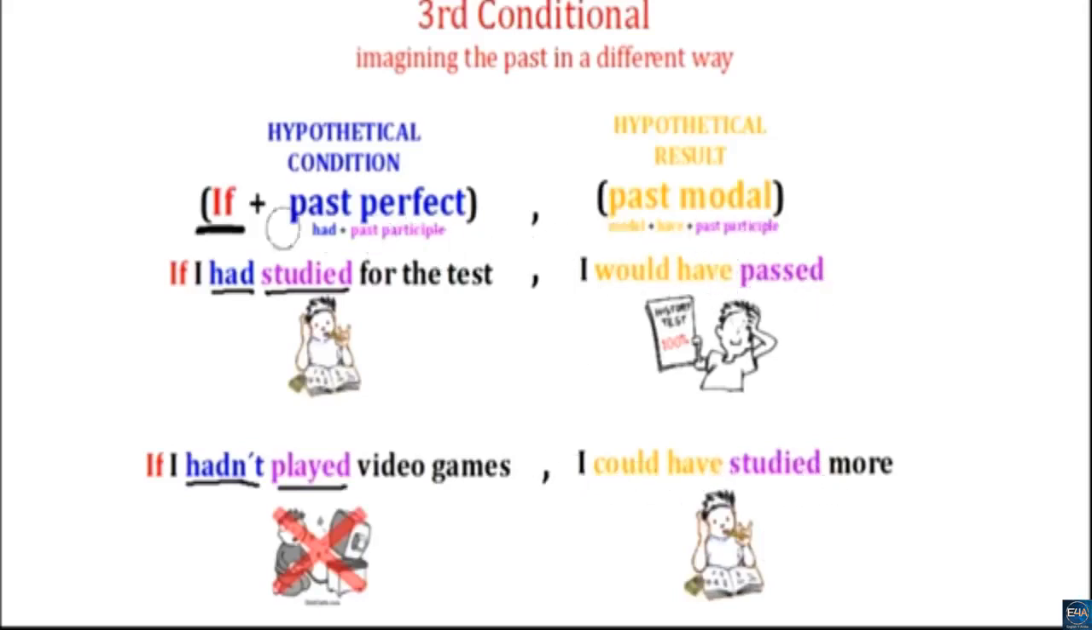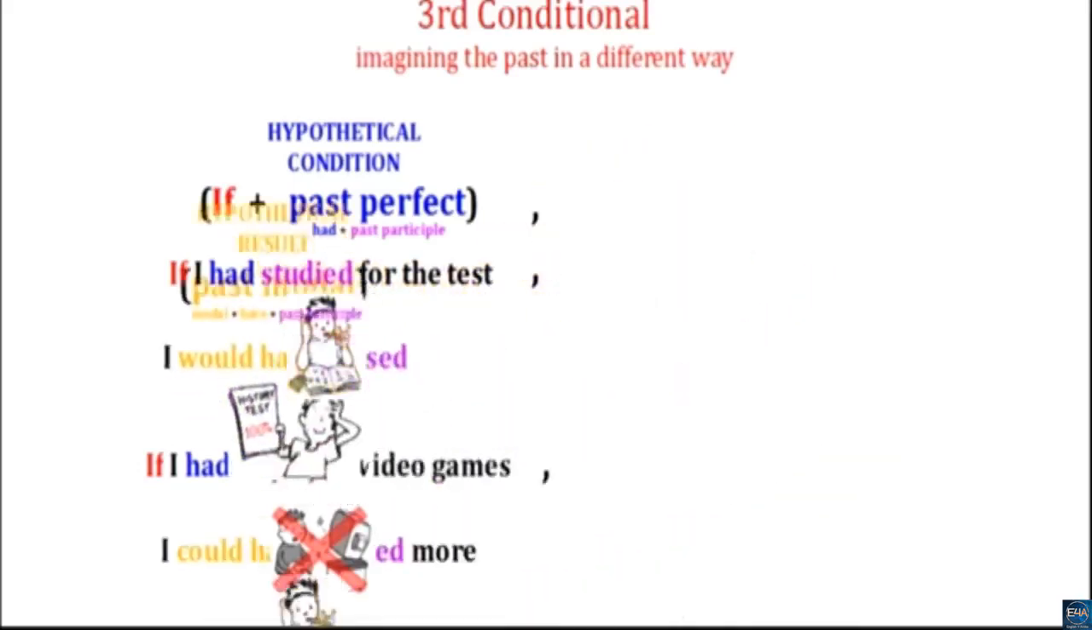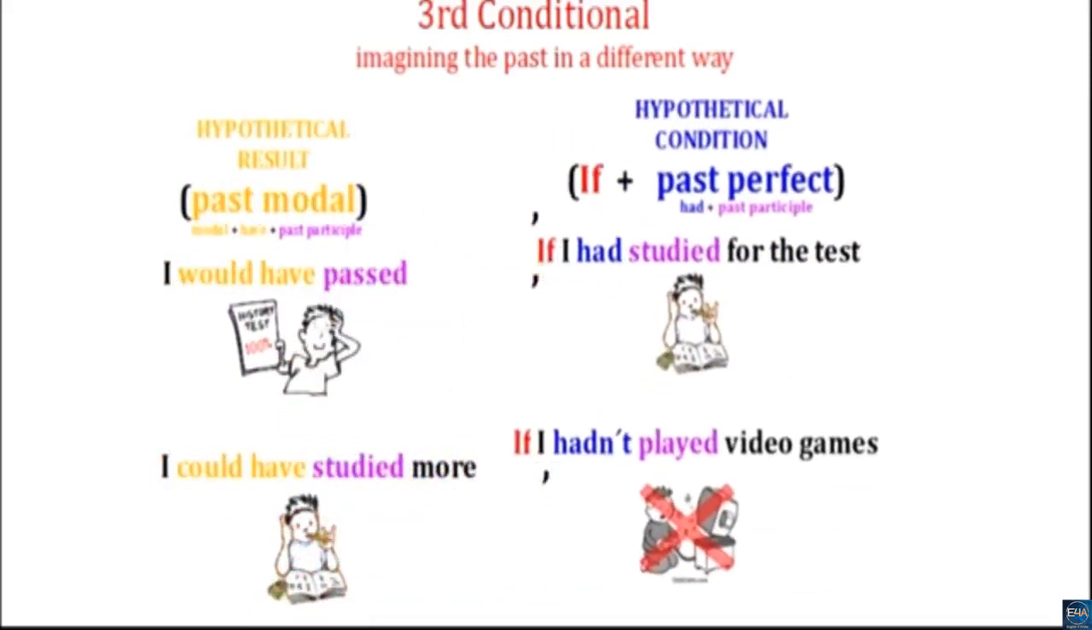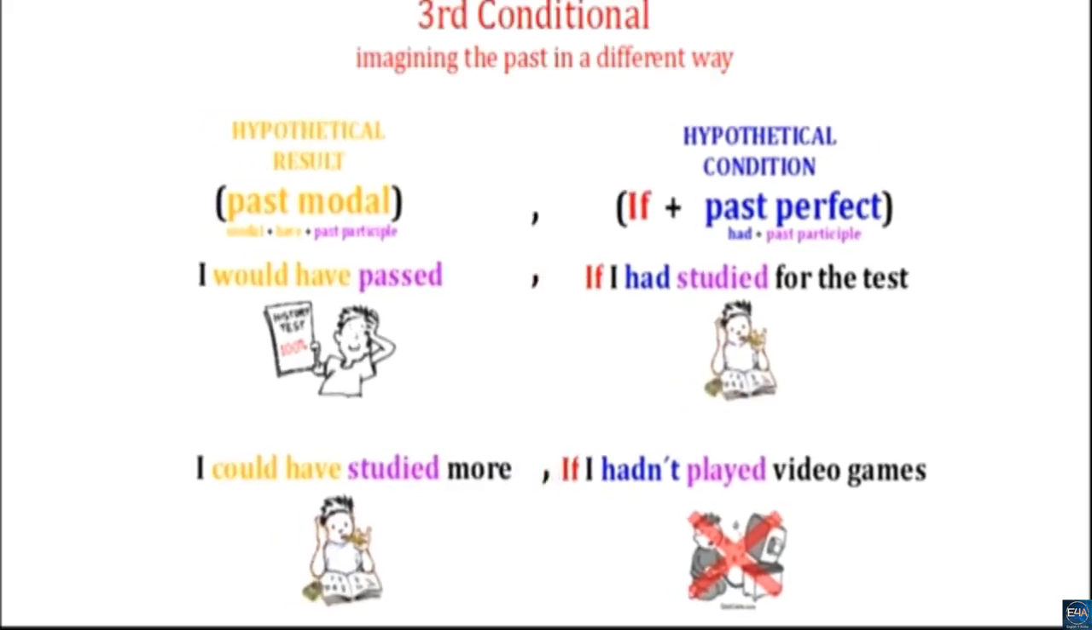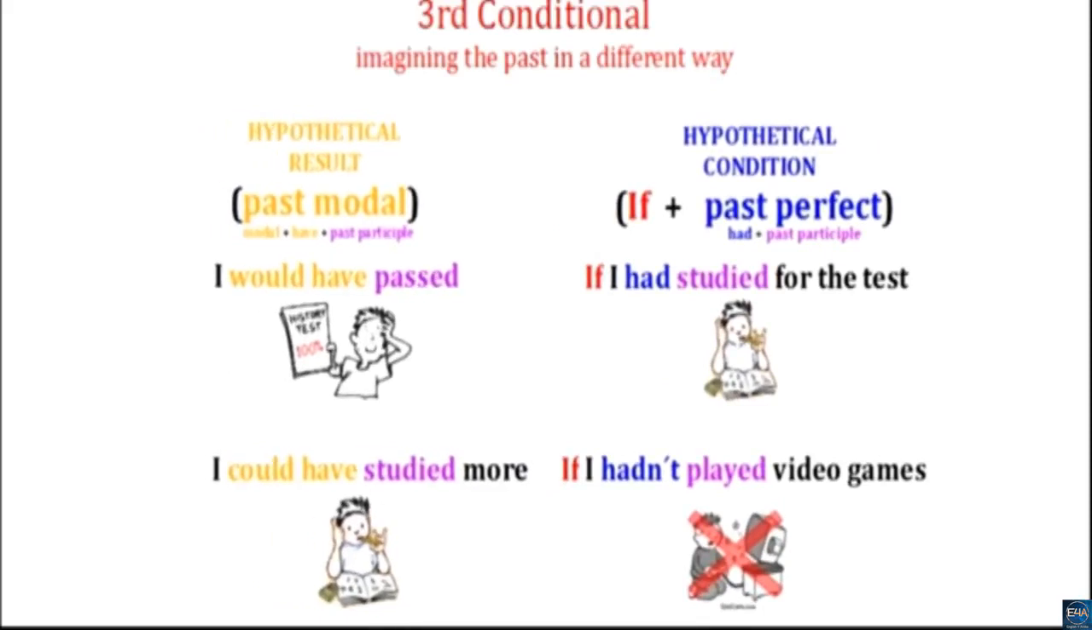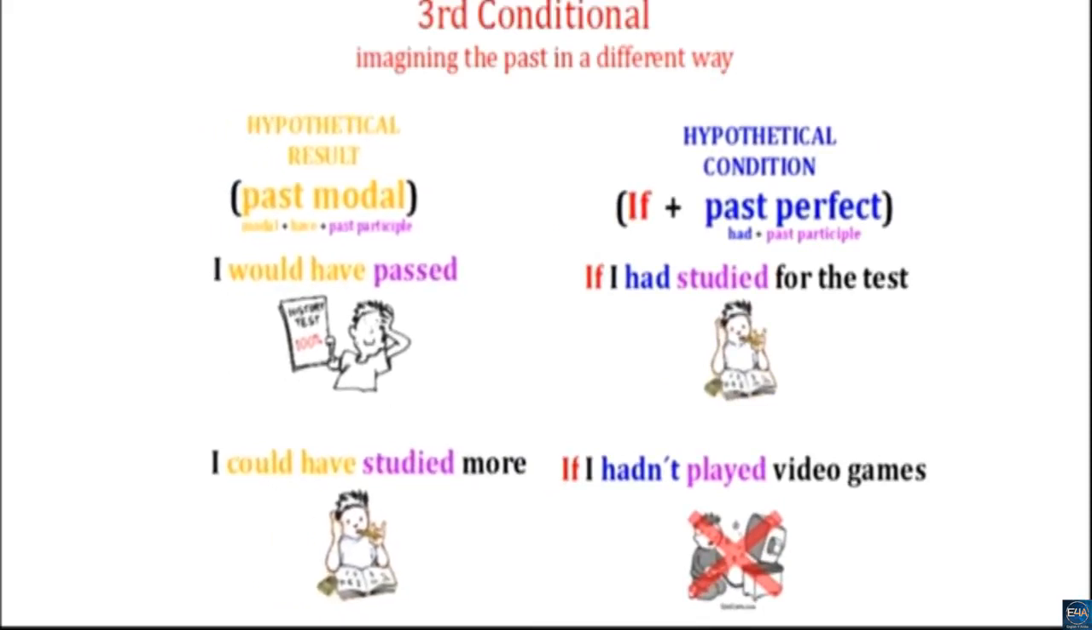So let's take a look at what we can do with this grammar, okay? Notice that when I use my hypothetical condition first, right? If I had studied for the test, I use that comma to separate that from my hypothetical result. I would have passed, right? But I can switch the order of these, and I can use my hypothetical result first and then talk about the condition second, okay? But if I do this, I no longer need these commas. I'm gonna take those commas away. So if my hypothetical result is first, I don't need to use the comma.